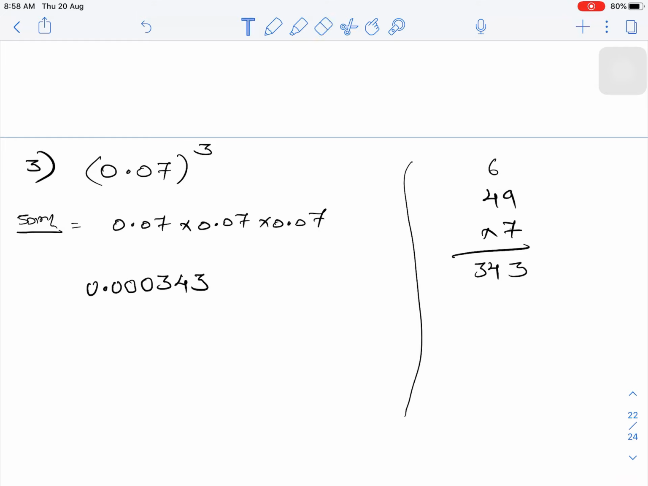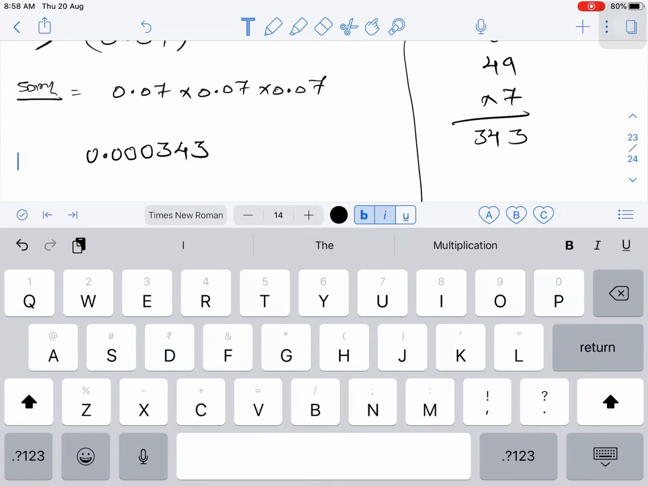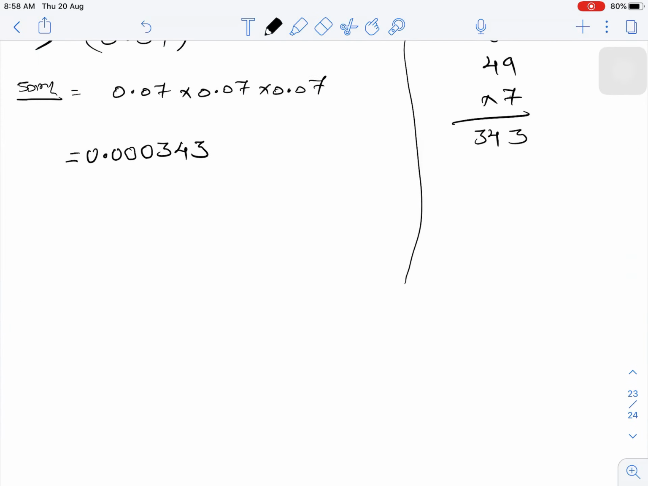Now here our decimal will be present. Okay, so our answer will be equals 0.000343. So in this way you have to go on multiplying it.